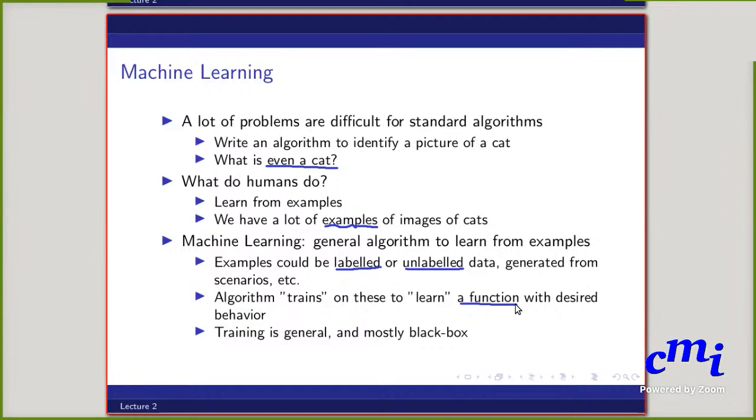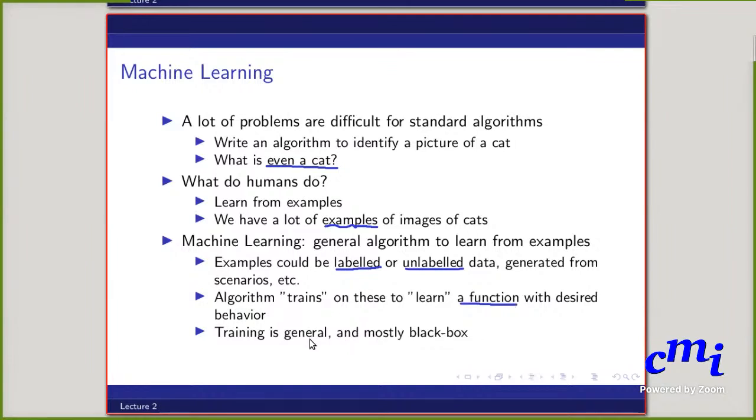So maybe these 100,000 images we have just generated by doing something manually or downloading from the internet, right? But now once we have trained our machine learning system, in our case a neural network, on these images, what we get at the end is a function. This function is going to have the desired behavior, which in our case is that you can feed the image to the function, and that function is going to tell you whether or not the image actually contains a cat or not, right?